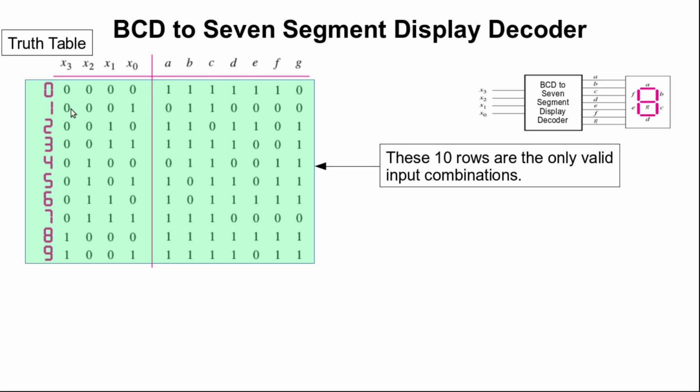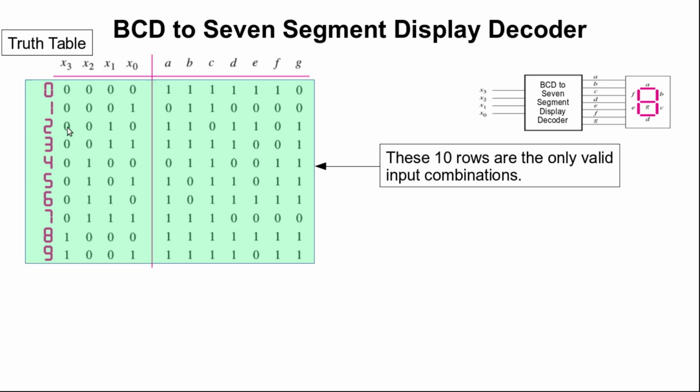When the input combination is 0 0 0 1, it means we want to represent 1, and to represent 1, only B and C should be on. All other LEDs should be 0. So only B should be 1 and C should be 1. All the others should be 0.